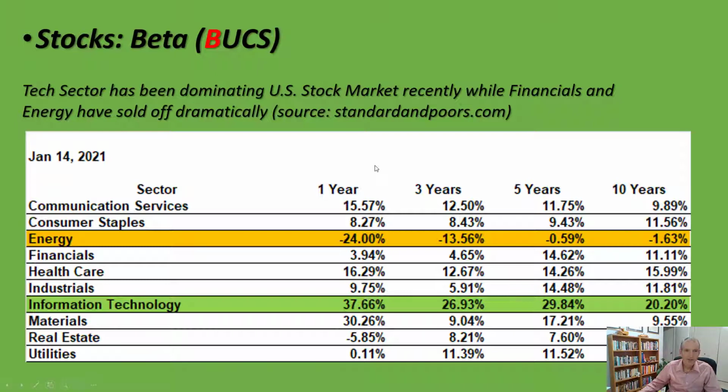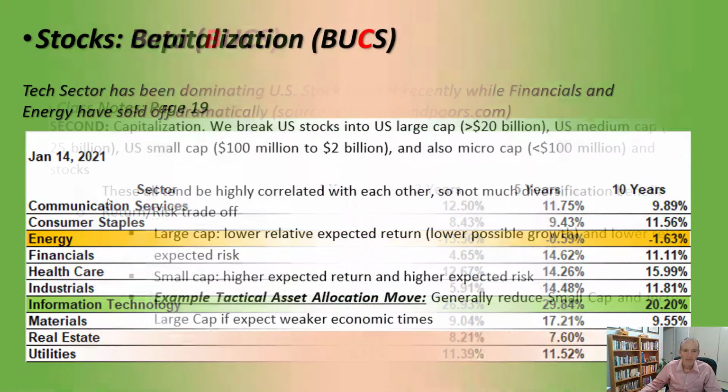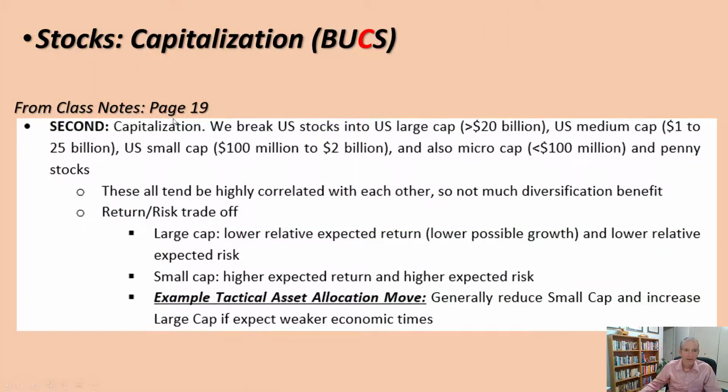So there are the industries. Financials have not done well here the last 3 years. They've been pretty weak. Energy's been very, very weak, and technology has just been the strongest one. So let's continue on to the next one.